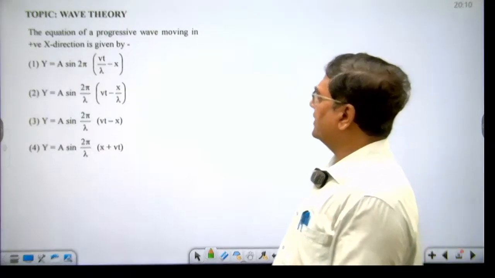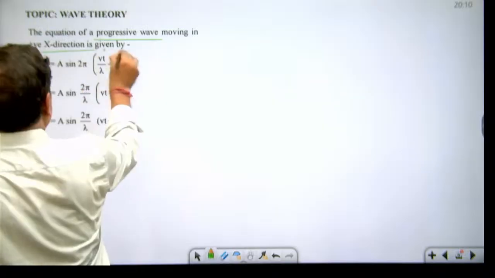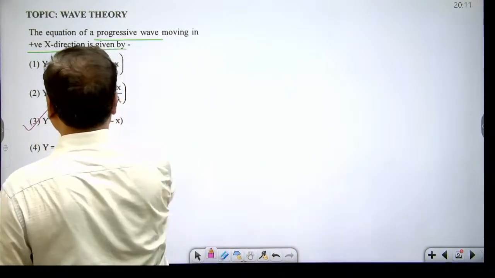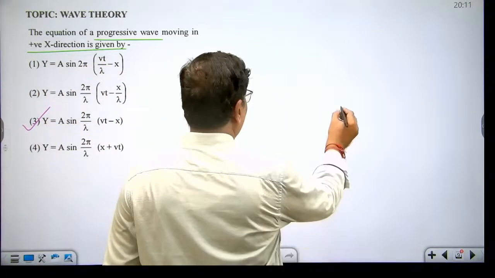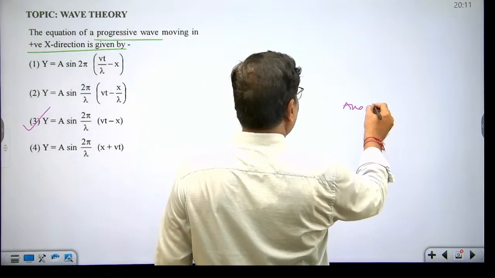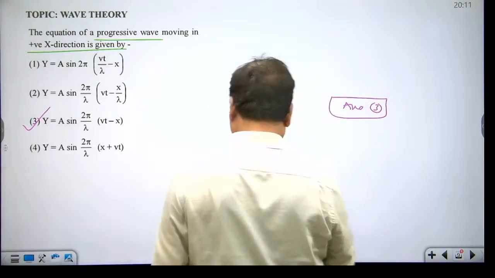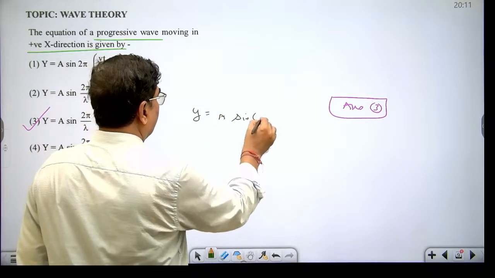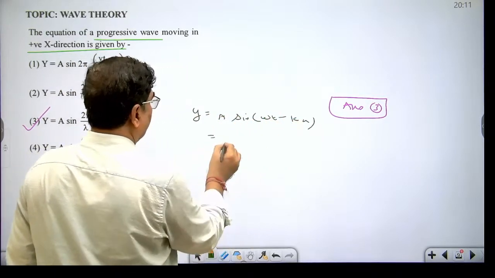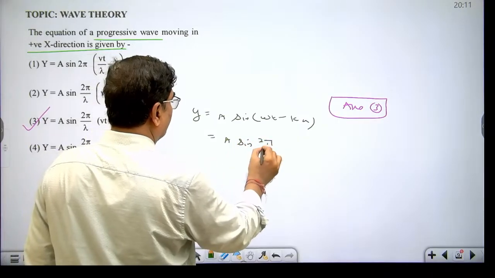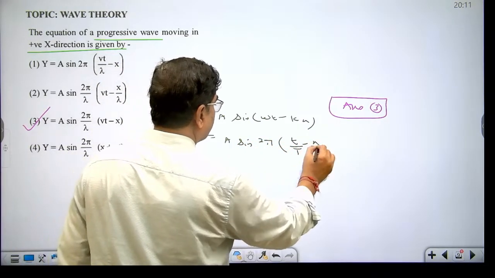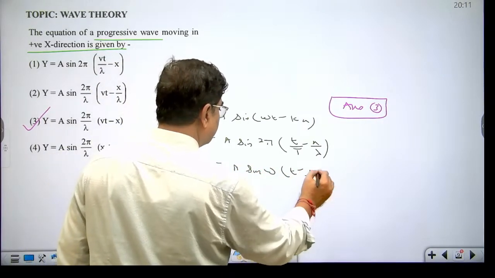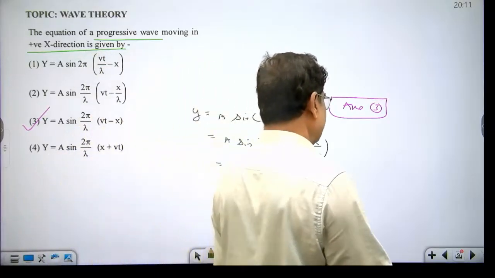The equation of a progressive wave moving in positive x direction is given by y equal to a sin (omega t minus kx), written as y equal to a sin 2 pi upon lambda (vt minus x). So out of 4 choice, the correct choice is option 3. There are 4 forms, okay. y equal to a sin (omega t minus kx), y equal to a sin 2 pi (t upon T minus x upon lambda), y equal to a sin omega (t minus x upon v), and the last one is this form, okay, in plus x direction.